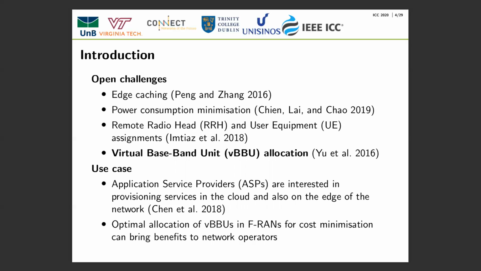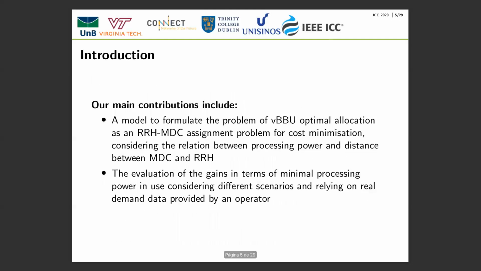So optimal allocation of vBBUs can reduce the operator's expenditures and can also increase the operator's income by leasing idle resources to ASPs. The contributions of this work include a model to formulate the problem of vBBU allocation for cost minimization while considering the distance between MDC and RH, and the evaluation of the gains in terms of minimal processing power in use, considering different scenarios based on a real demand dataset.